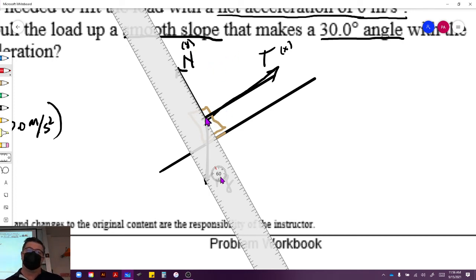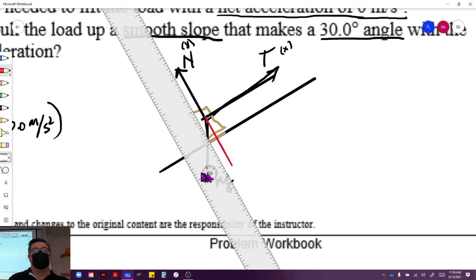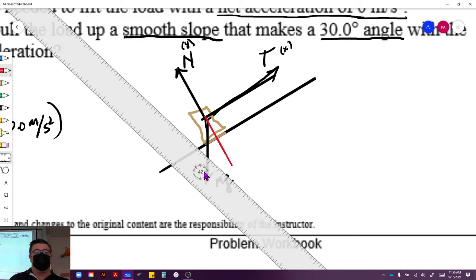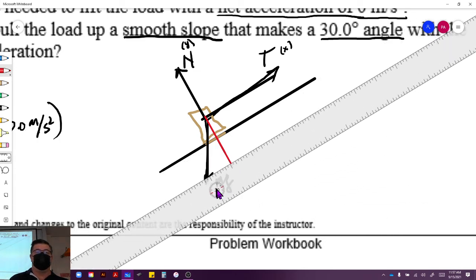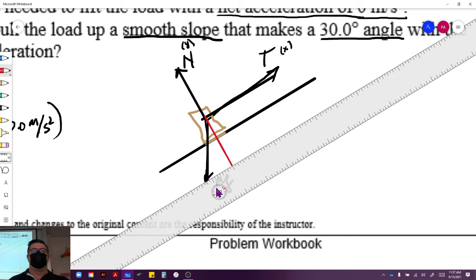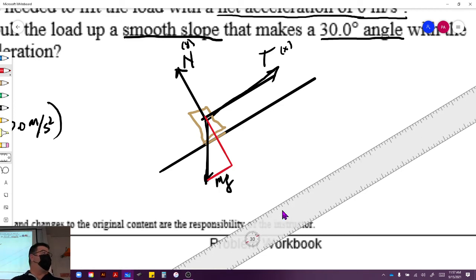Our gravity has two parts to it. It's got that, and it has that part. Okay, so we learned this when we were resolving vectors, in lesson 1. All right, so now we have these two parts of gravity.